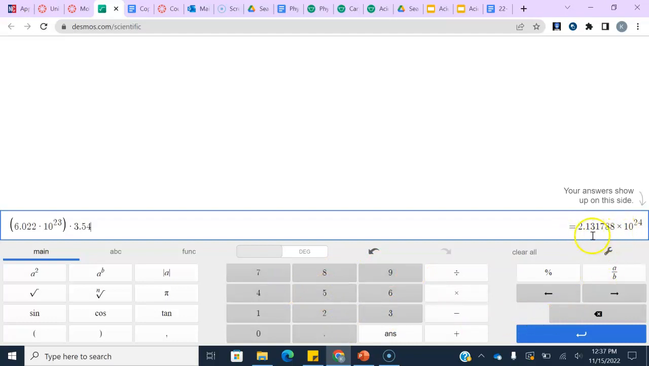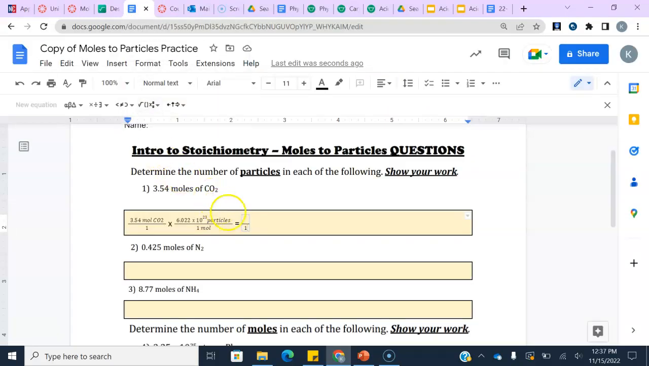And for you guys, you can round to the nearest hundredth. So I'll round it to 2.13. So our answer is 2.13 times 10 to the 24th. Okay, so I'm going to come back here. 2.13 times 10 to the 24th. And again, to get the exponent here, you can just do shift and then hit the 6, that's the up arrow, and it'll give you that in the math operation.